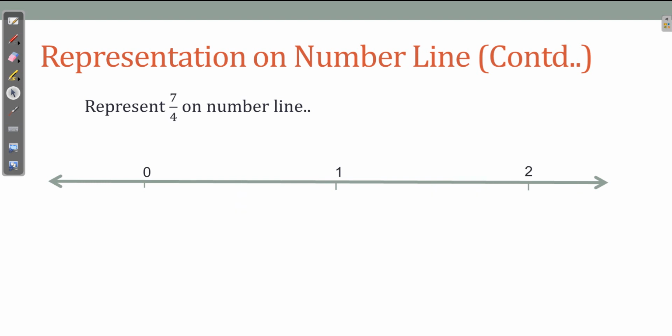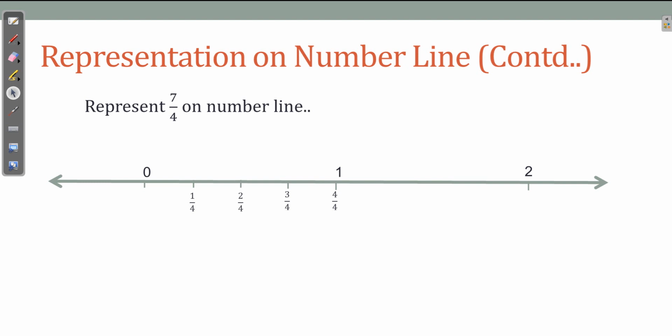Let us take another rational number, 7 by 4. So what should we do first? The first unit should be divided into 4 equal parts. Because we have 4 in the denominator here, we will divide into 4 equal parts and then label each and every part. So now we have divided into 4 equal parts. If we label them, the first one would be 1 by 4, 2 by 4, 3 by 4, and exactly at 1 we will have 4 by 4.